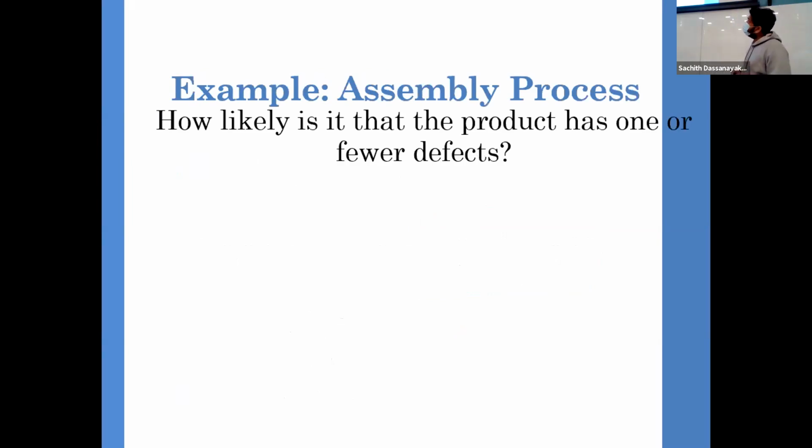Try to do this example. How likely is it that the product has one or fewer defects? Same question we used a few slides back. So what is likely is that the product has one or fewer, which means you need to find the probability of capital X less than or equal to 1.